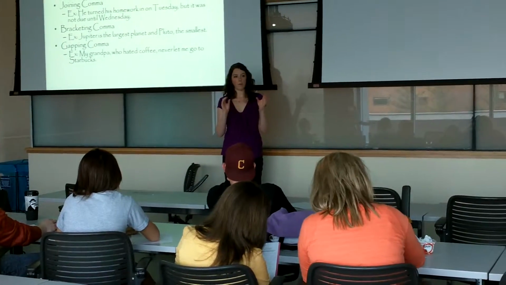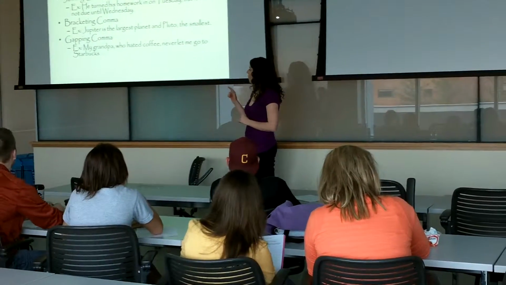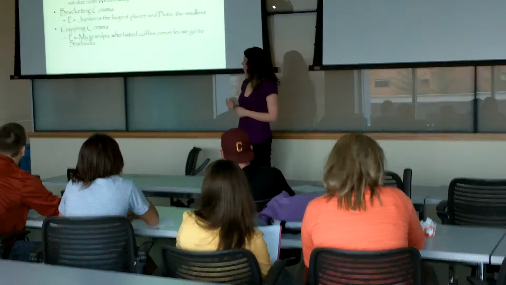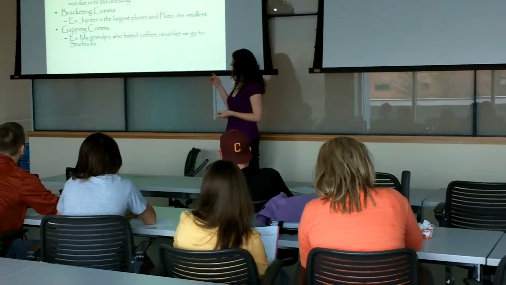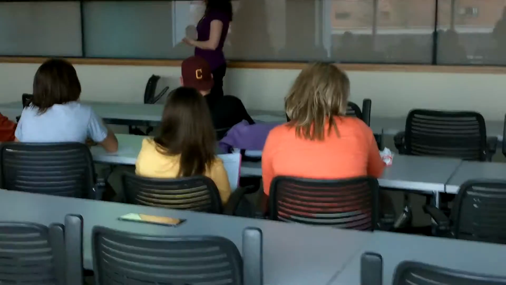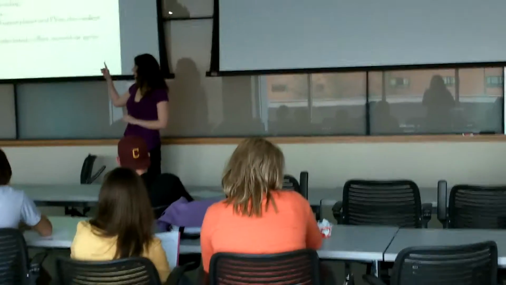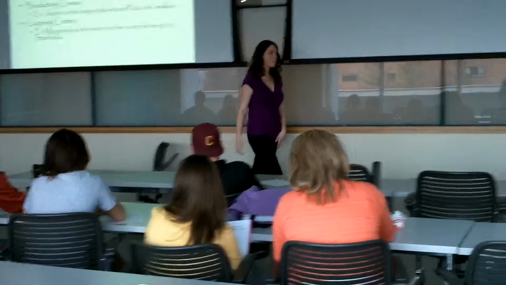So finally, the gapping comma. This literally goes in between the sentence, and the commas form a gap. So the sentence, my grandpa never let me go to Starbucks, makes perfect sense by itself. But in this case, maybe I wanted to add a reason in there. My grandpa hated coffee, which is why he didn't let me go to Starbucks. So you would add a comma on either side, and it literally fills in the gap. Any questions about any of those?